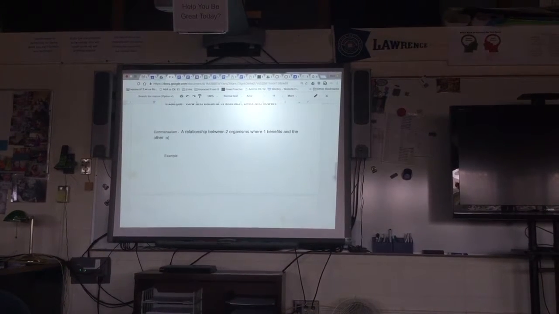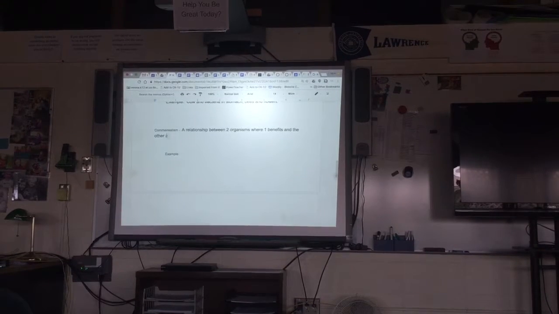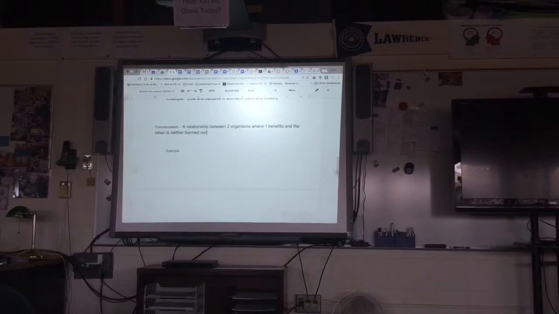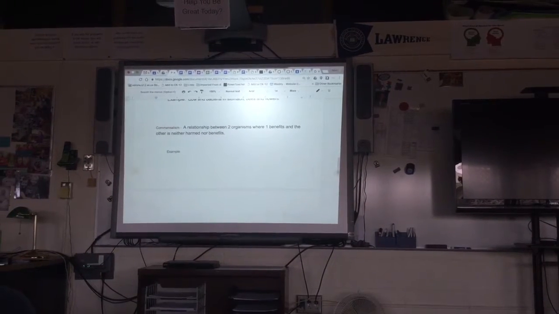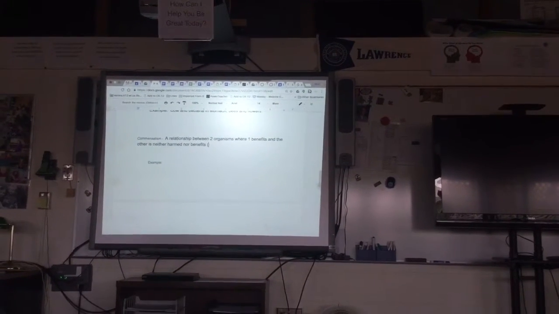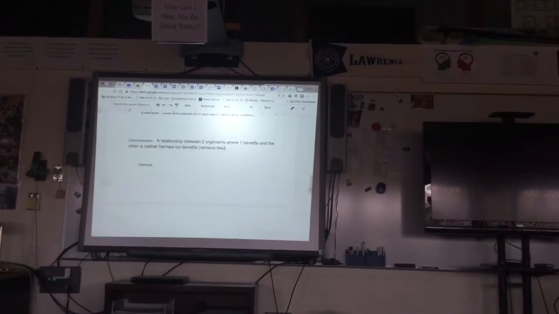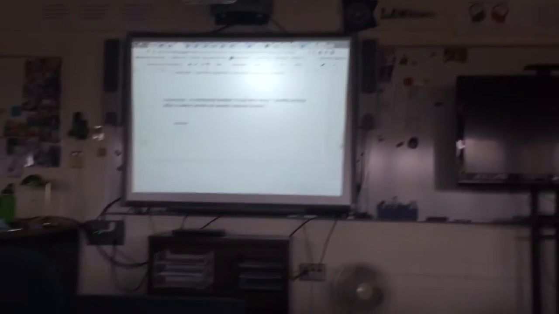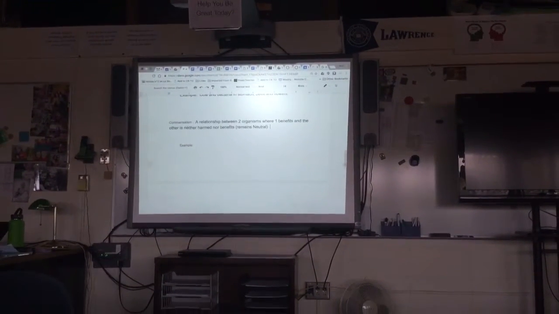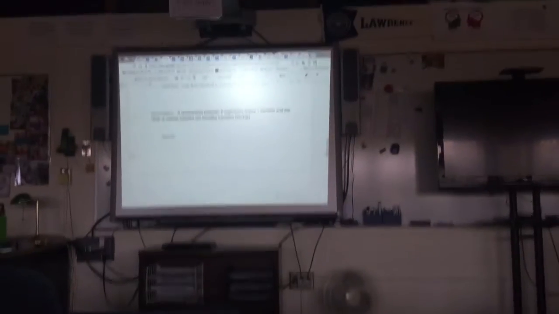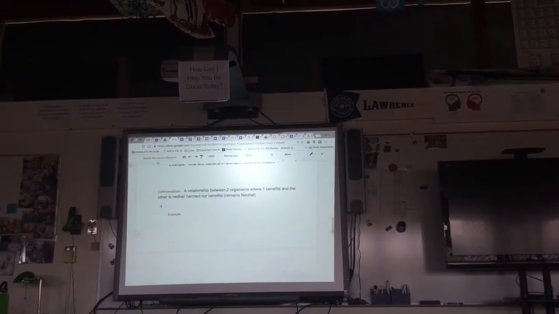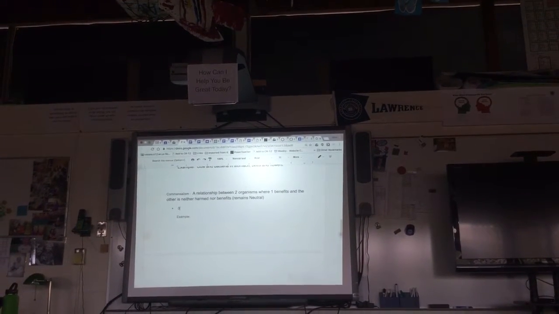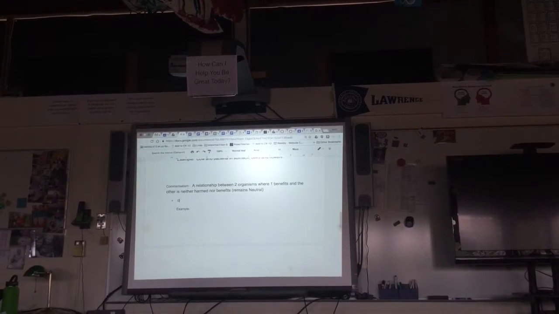And the other is neither harmed nor benefits. Okay. So a relationship between two organisms where one benefits and the other organism is neither harmed nor benefits. So what we kind of call that is remaining neutral. We can show that by a plus and a 0. So one organism benefits, the other one is not harmed nor benefits from that type of relationship.